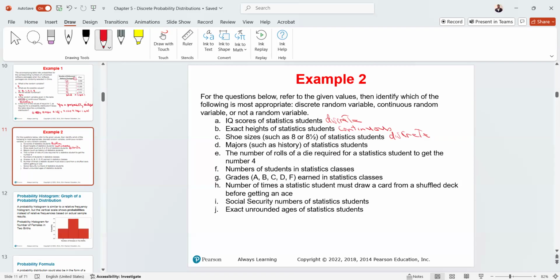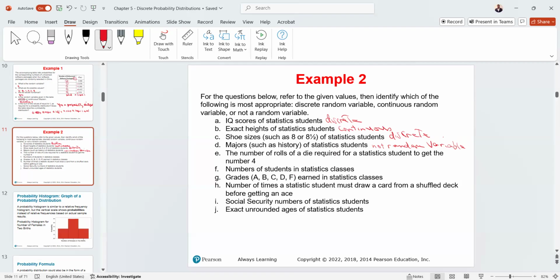Majors of statistics students, that is not a random variable for this one. Why? Because remember, random variables for us would be numbers, but here those are categorical. Majors can be engineering, statistics, biology, law, medicine. Those are not numbers, those are words.